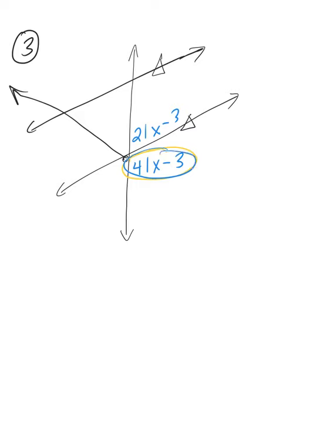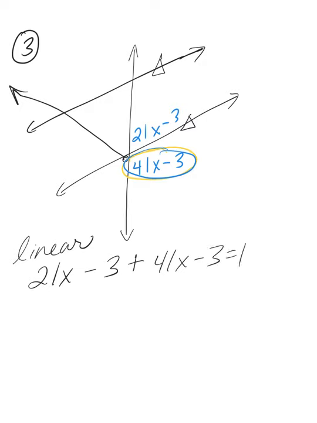So what types of angles do you think these are? They're not opposite each other. They're adjacent, or they're next to each other. So they're linear. Therefore, if they're linear, what do they equal? 180. You have 21x minus 3 plus 41x minus 3 equals 180. You solve for x.